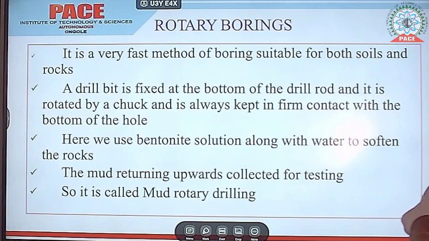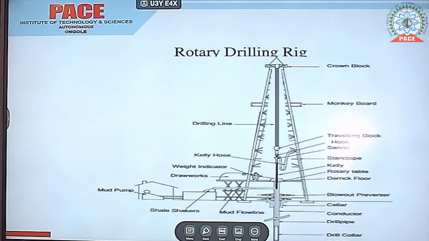The mud returning upwards is collected for testing, so it is called mud rotary drilling. It is shown in the figure, how the process is taking place, like our drilling rig.